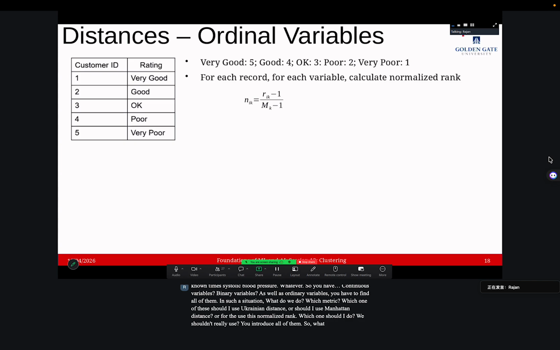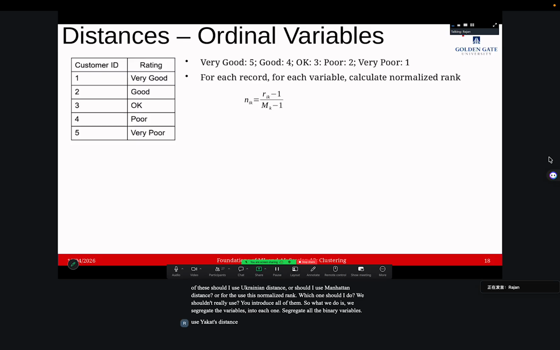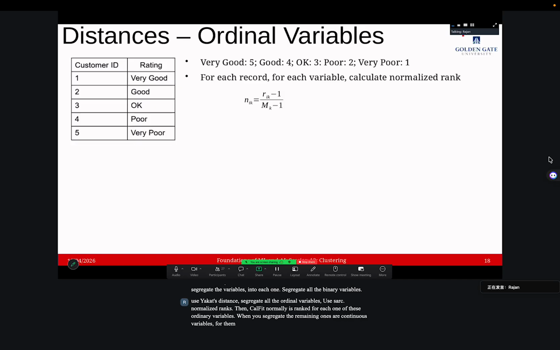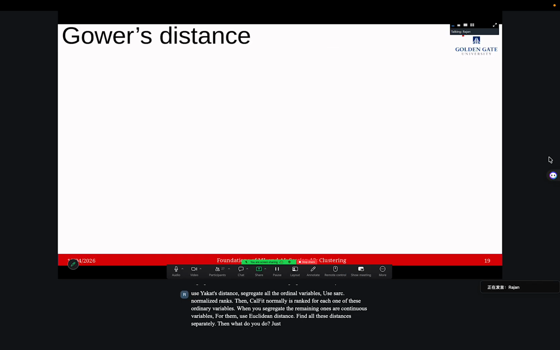So what we do is we segregate the variables by type. Segregate all the binary variables, use Jaccard's distance. Segregate all the ordinal variables, use normalized ranks, then calculate normalized rank for each one of these ordinal variables. Then the remaining ones are continuous variables. For them, use Euclidean distance. Find all these distances separately. Then what do? Just combine them. That is called Gower's distance.